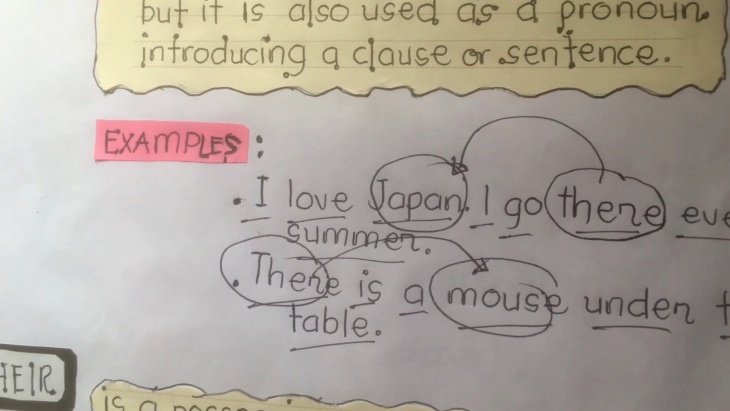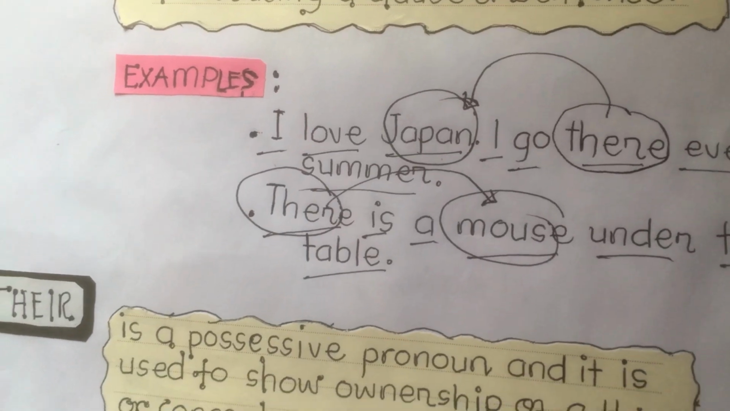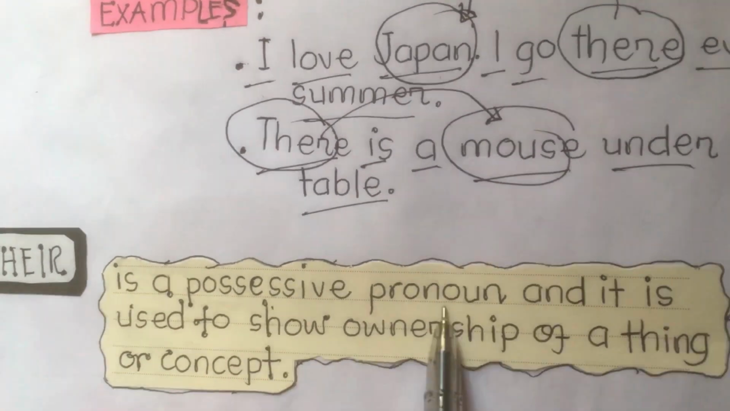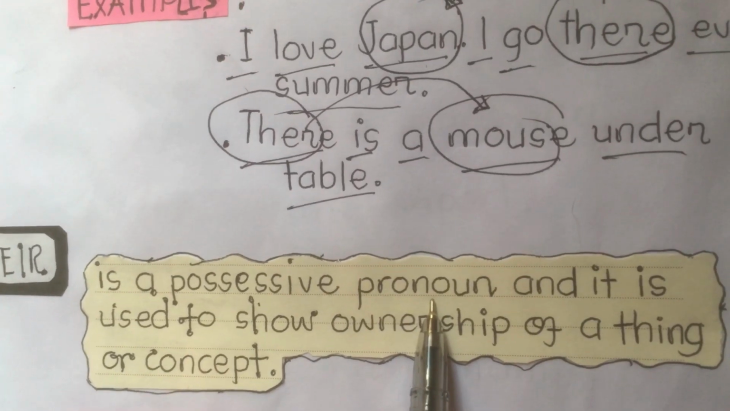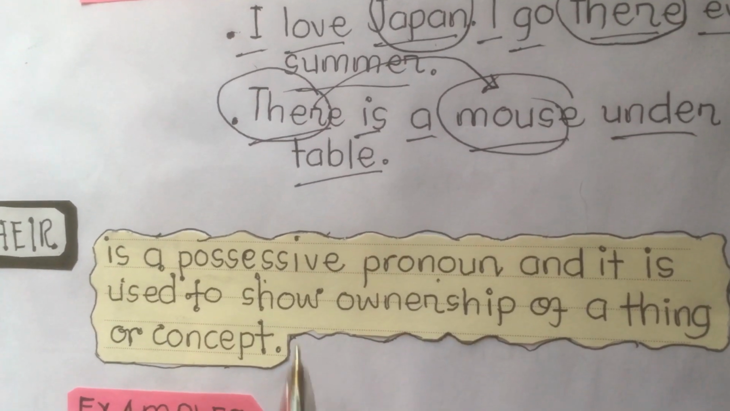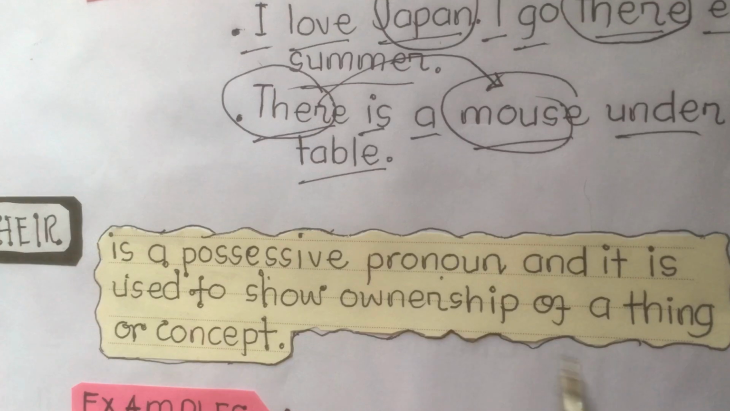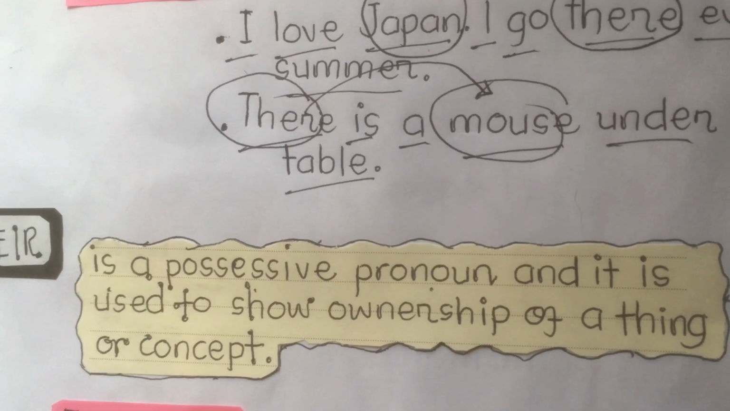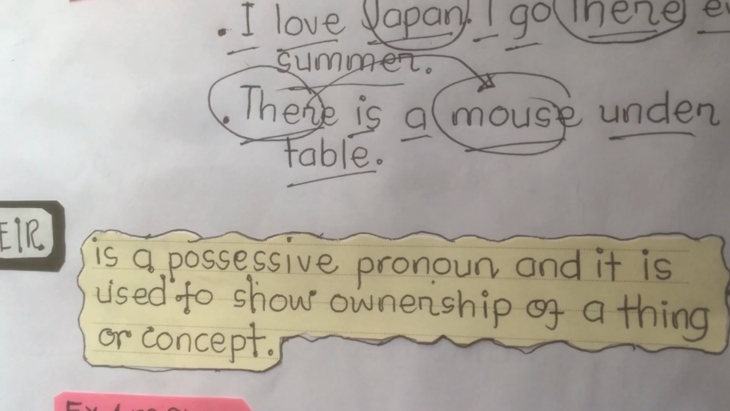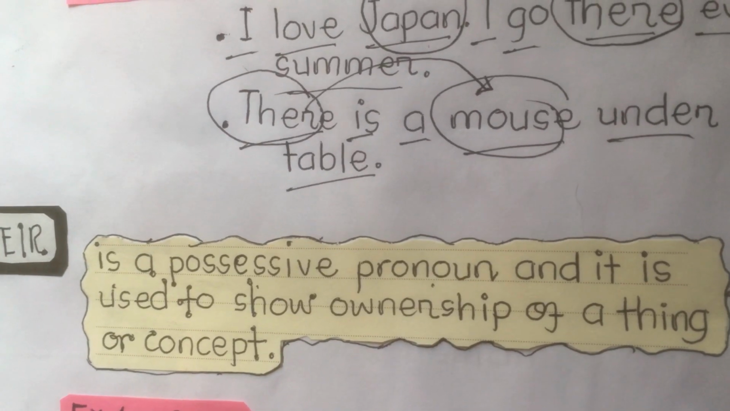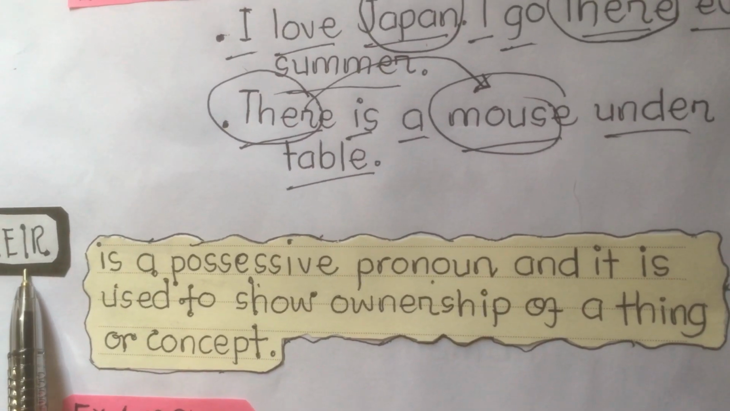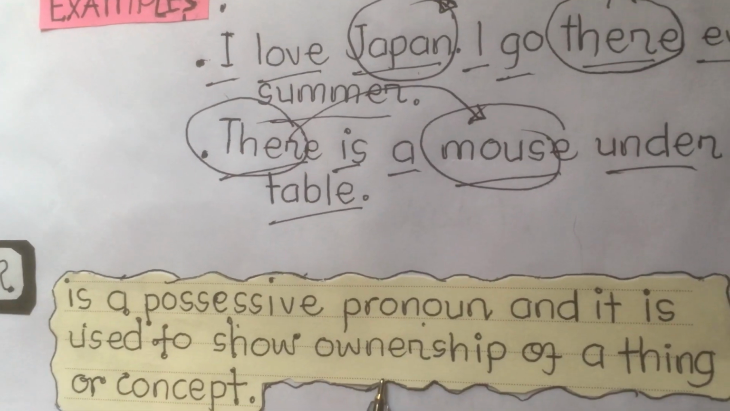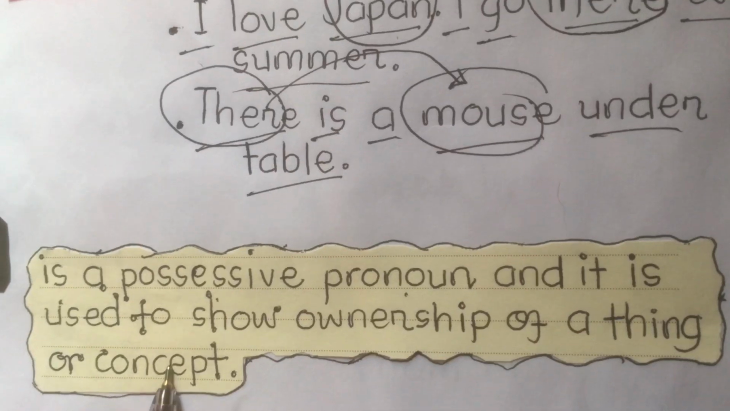The next to remember is that their is a possessive pronoun. When we say possessive pronoun, class, it is used to show ownership. For example, you have your own car, your own valuable things or whatsoever. You can use the word their for these. It's a possessive pronoun that shows ownership of a thing or a concept.